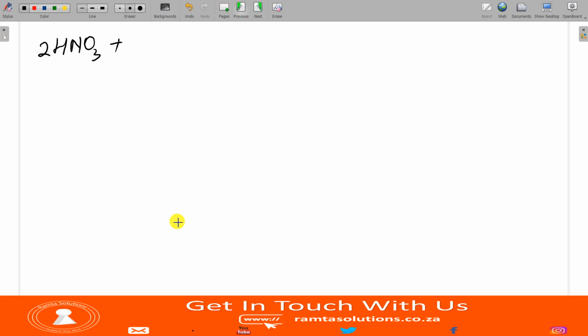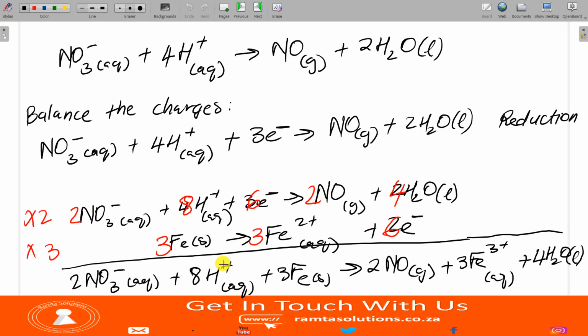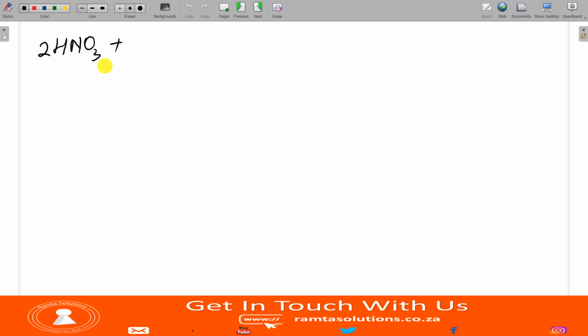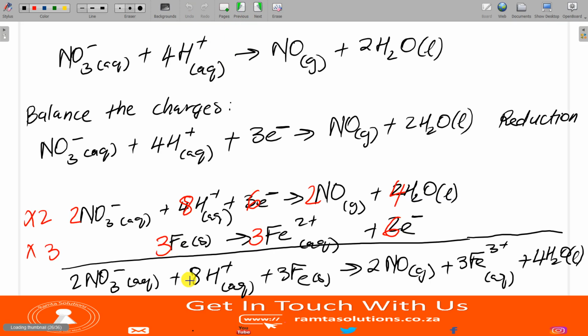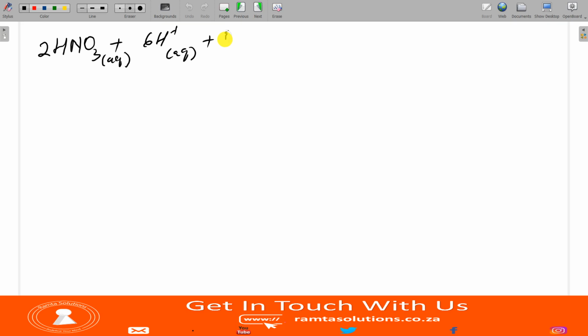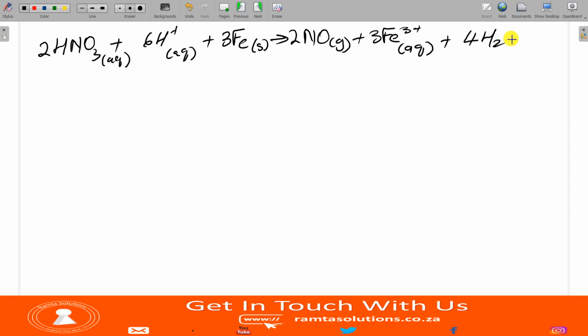Plus, you have removed 2 hydrogen ions. You are left with 6 hydrogen ions aqueous, plus 3 solid iron, giving us 2 nitrogen monoxide gas, plus 3 iron 3 plus ions aqueous, plus 4H2O liquid. So you can also leave it like this.